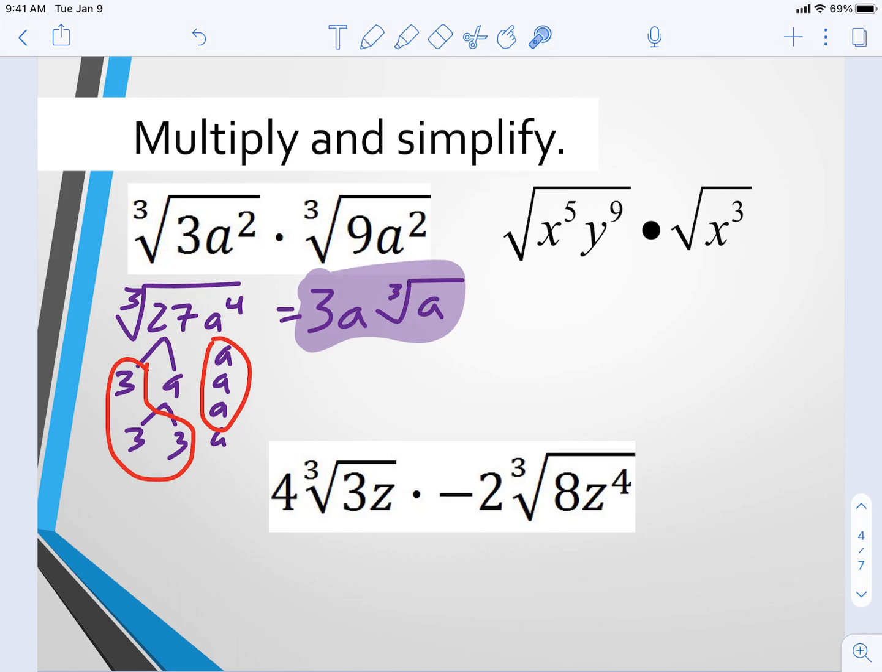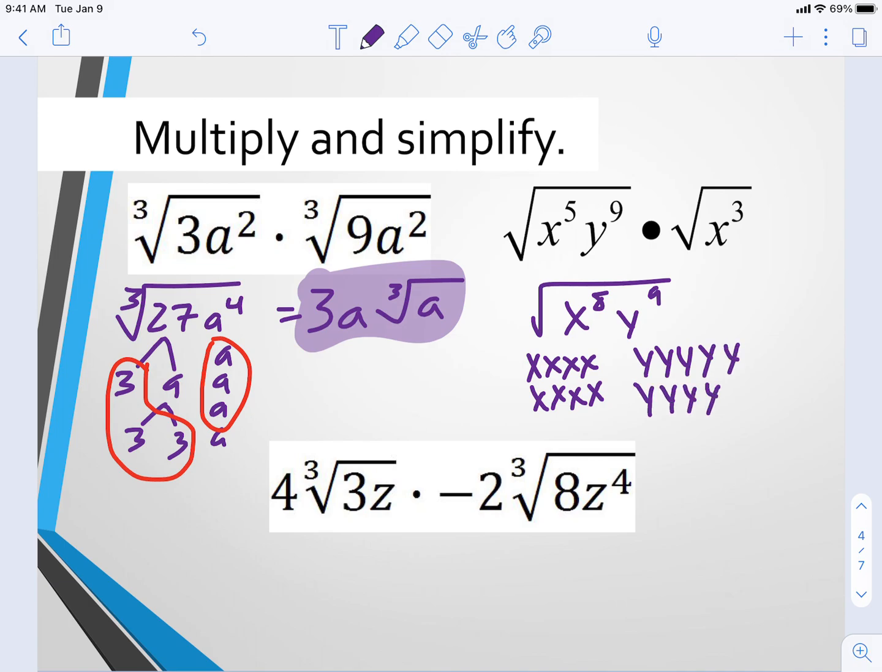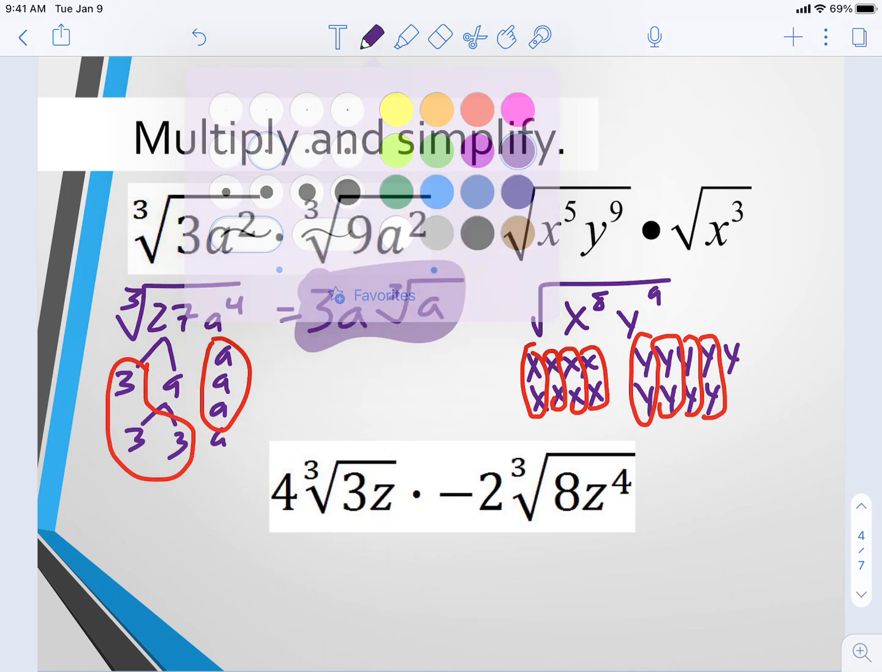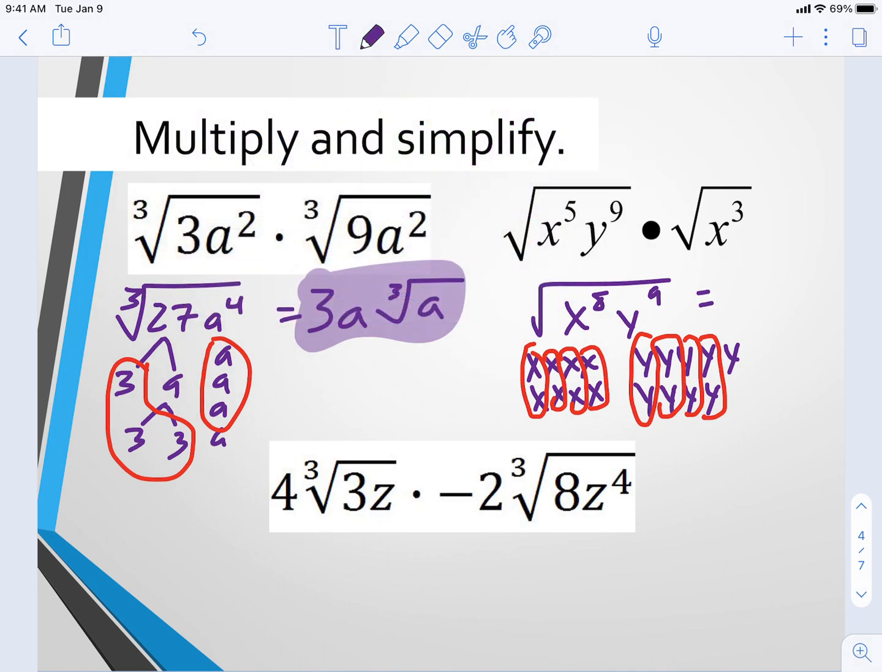Next one, same idea. x to the 5th times x cubed is x to the 8th, and then y to the 9th. All right, so now when I'm doing this, I've got 1, 2, 3, 4, 5, 6, 7, 8 x's. 1, 2, 3, 4, 5, 6, 7, 8, 9 y's. And so my groups of 2, I've got 1, 2, 3, 4 groups of 2 x's. I've got 1, 2, 3, 4 groups of 2 y's, and 1 y left over. So this is going to equal x to the 4th for the 4 groups of x's, y to the 4th for the 4 groups of y's, and then that single y stays inside the radical.